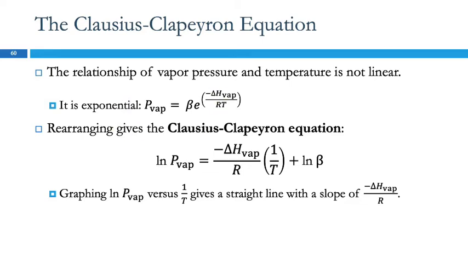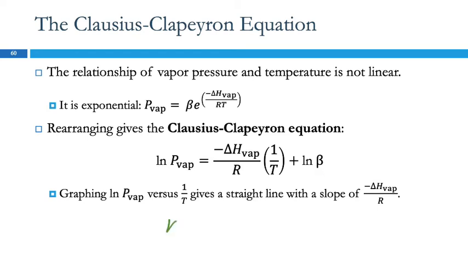We're not going to do anything with that. But you can take this equation and rearrange it into a linear form. Really what they're doing is taking the logarithm of both sides, and get natural log of the vapor pressure is equal to negative heat of vaporization over R, the gas constant, times 1 over the temperature in kelvins, plus the natural log of this number called beta.